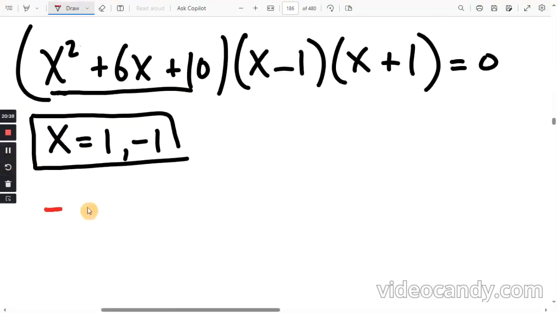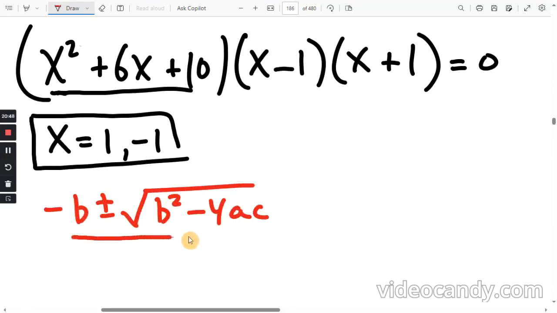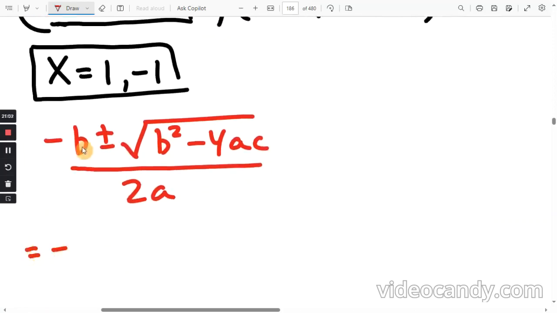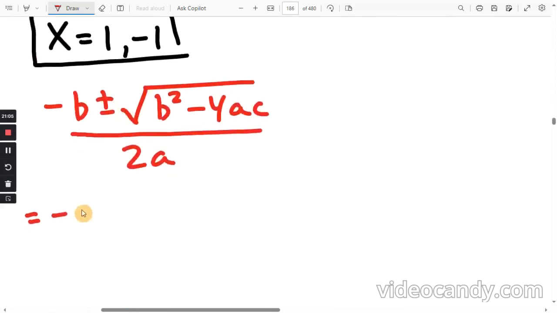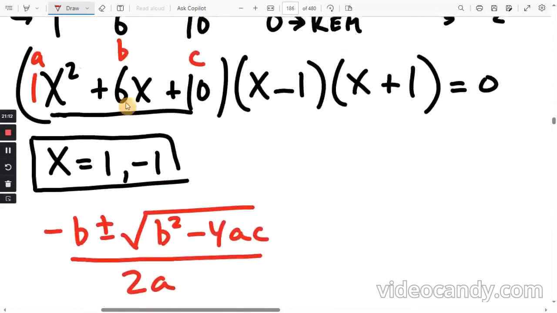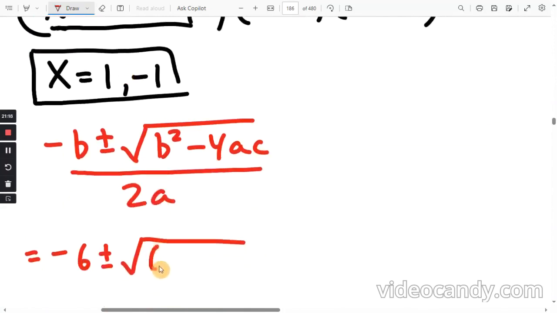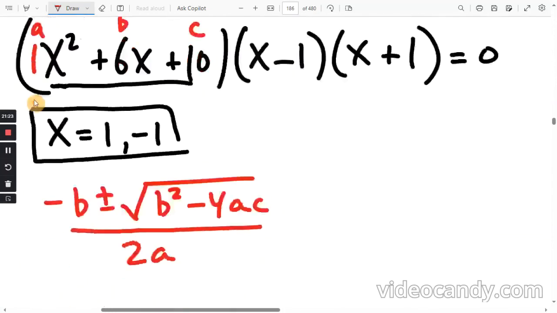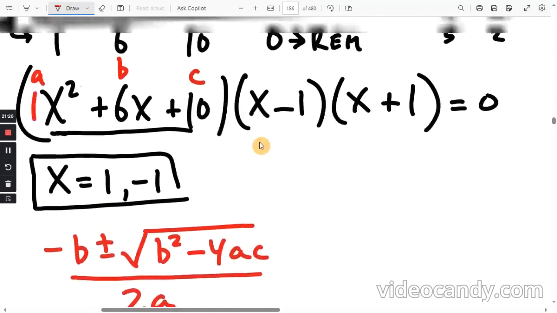All right, so the formula, negative b plus minus radical b squared minus 4ac all over 2a. All right, the a is just 1, right? The a is just 1, the b is 6, and the c is 10. So negative b is going to be negative 6 plus minus radical b squared is going to be 6 squared minus 4 times a, which is just 1, times c, which is just 10.